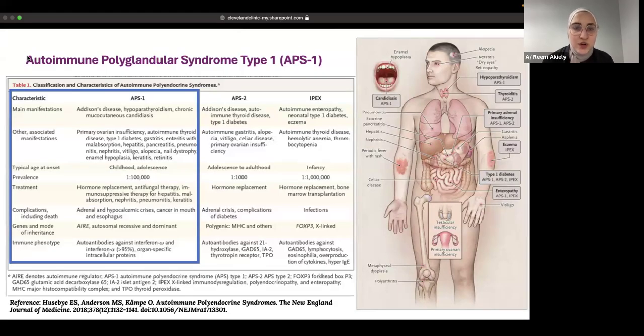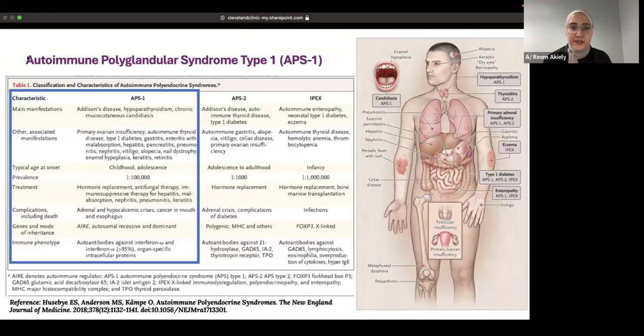Other manifestations which are relevant to our patient include other organ system involvement, including hepatitis, which happened with our patient and was actually the way he presented, as that led to his diagnosis of APS type 1. But other involvement can include the pancreas, the lungs, the GI tract, and also the skin and mucosal membranes.